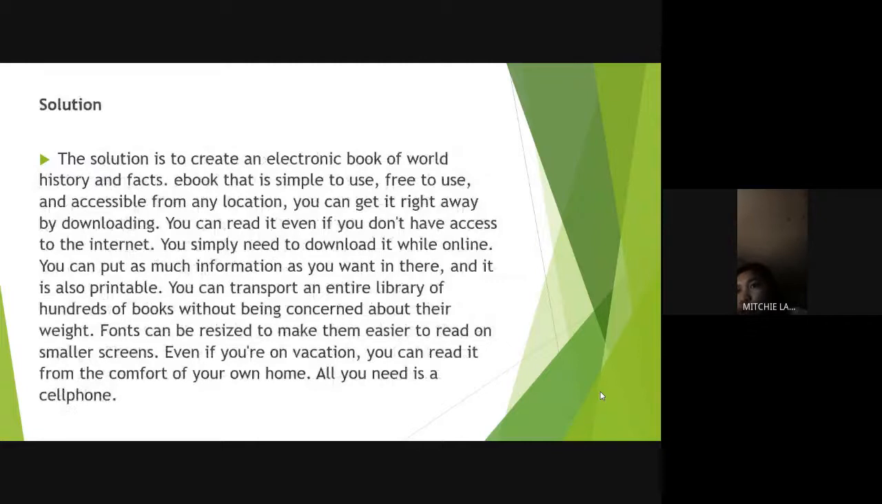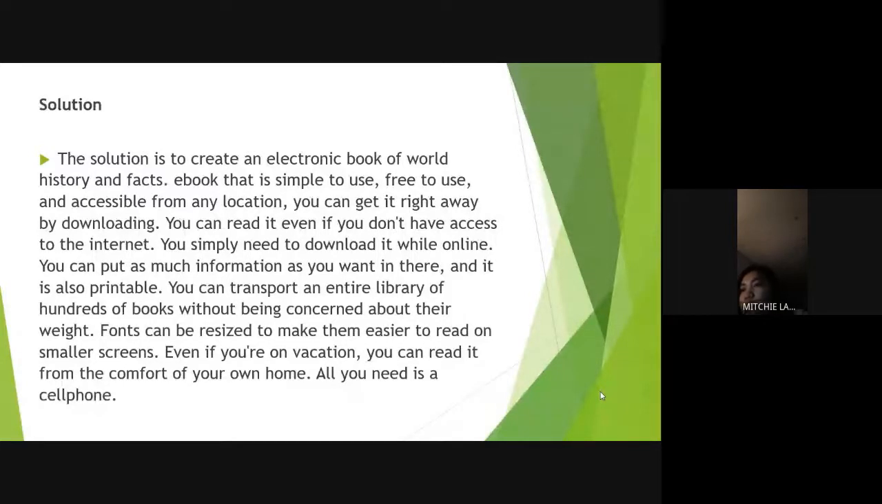So the solution is to create an electronic book for world history and facts, an ebook that is simple to use, free to use, and accessible from any location. You can get it right away by downloading. You can read it even if you don't have access to the internet. You simply need to download it while online. You can put as much information as you want in there, and it's also printable.